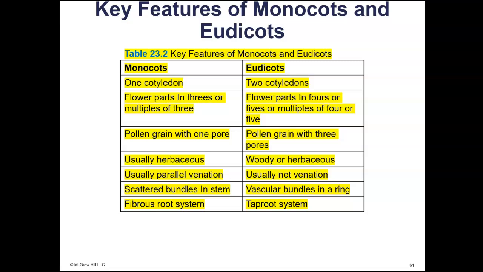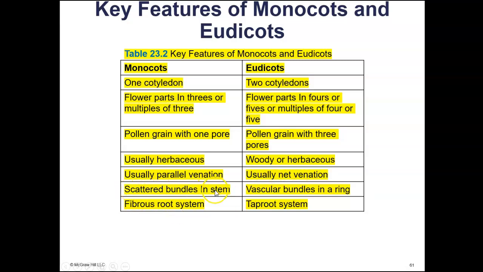So in monocots, the flower parts, like the petals, are in threes or multiples of three. So you'll have three petals or six or nine, whereas in eudicots, the flower parts are in fours or fives or multiples of 4 or 5. In monocots, the pollen grain has one pore. In eudicots, the pollen grain has 3 pores. Usually monocots are herbaceous, and eudicots can be woody or herbaceous. So your eudicots are going to include your trees. The monocot leaves have parallel venation or parallel veins, and in eudicots, the venation is a net pattern.